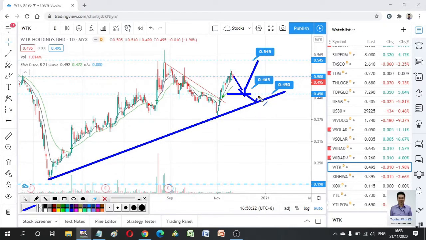If you buy at this area, a break of this area would be your stop loss. If you buy at this area, a dip below this trend line will be your stop loss.